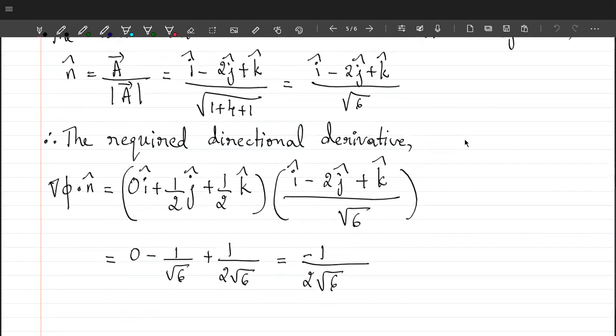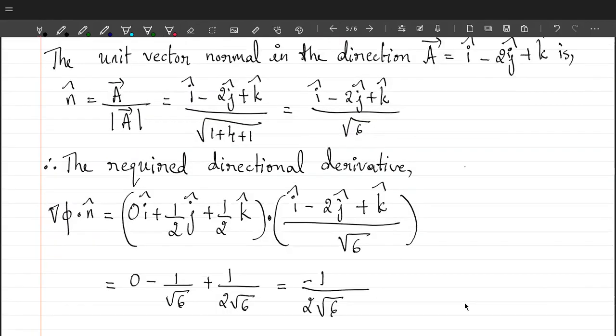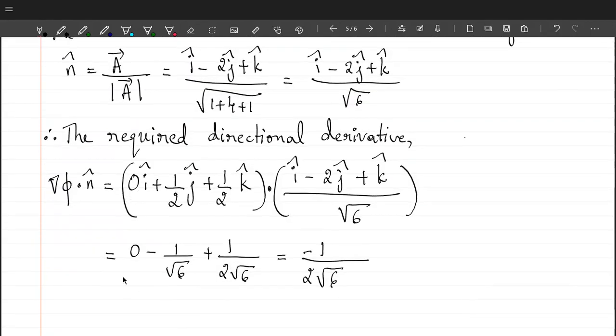Then the required directional derivative will be del φ dot product with n cap. Del φ is here, that is 0 i cap plus half j cap plus half k cap, dot product with n cap. n cap is i cap minus 2j cap plus k cap divided by root 6. So 0 into 1, that is 0. Then half into minus 2. So the 1/2 and that 2 will cancel. I'll only get this minus 1, divided by this root 6. So minus 1 by root 6.